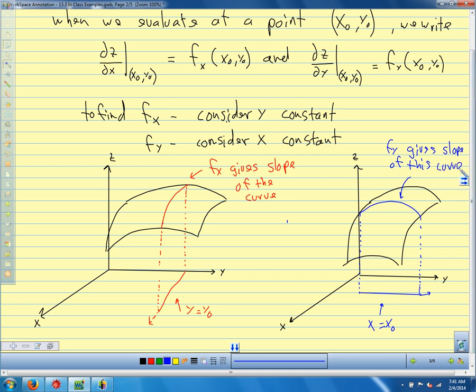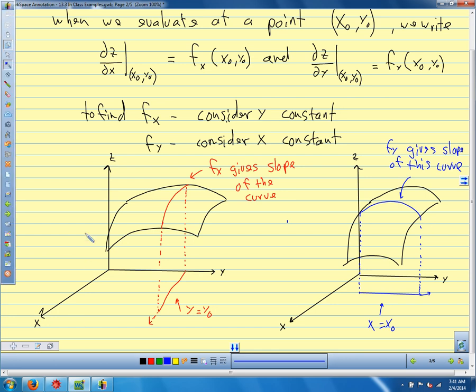So as we're moving along only in the y direction, parallel to the y-axis, x is some constant, we're going to get the slope of that curve. So that's what our partial derivative with respect to y gives us. So geometrically, that's what our partial derivatives are giving us.